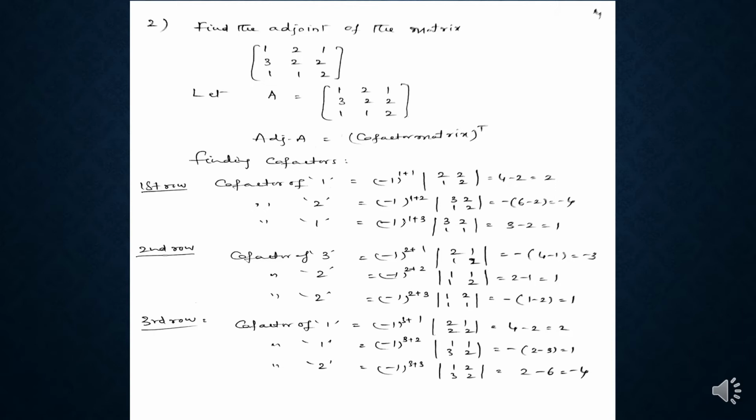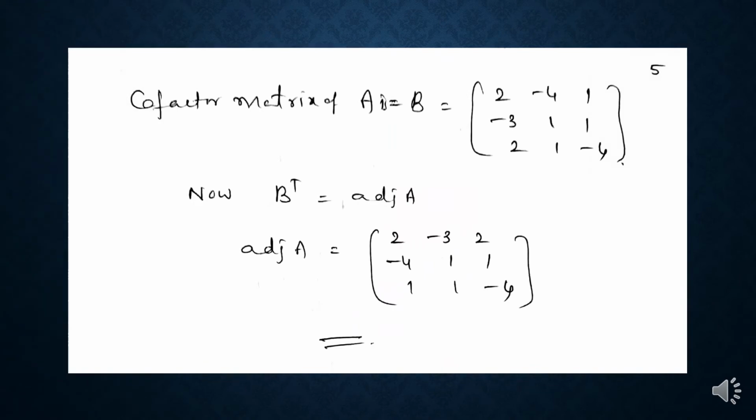So by replacing the elements with their corresponding cofactors, we will get the cofactor matrix, that is 2 minus 4 1 first row, second row minus 3 1 1, third row 2 1 minus 4. Thus we got the cofactor matrix for the given matrix. Then what is the adjoint of A? The cofactor matrix of A, say B, is equal to 2 minus 4 1, minus 3 1 1, 2 1 minus 4. So this is the cofactor matrix.